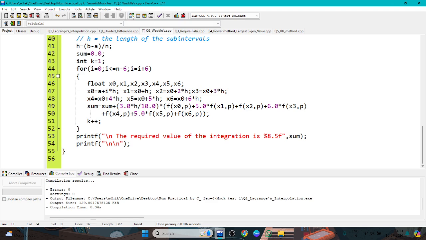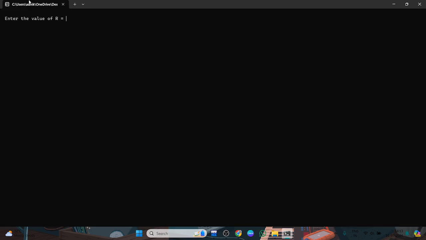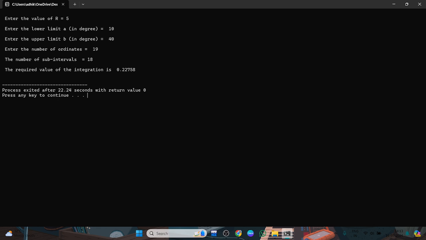First we compile, no error, so run. Enter the value of r, say r equal to 5. Enter the lower limit a in degree, here 10. Enter the upper limit b in degree, here 40. Enter the number of ordinates, here 19. So number of subintervals 18, and the required value of the integration is 0.22758.